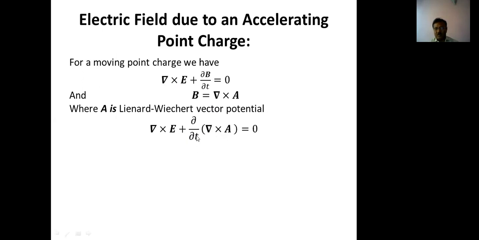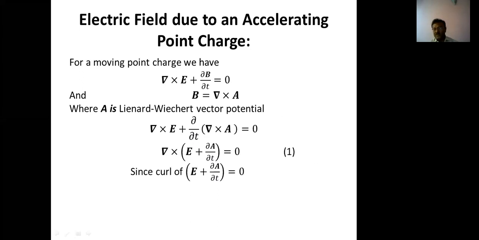That means the second term can be written as del cross dou A by dou T. If you take the del cross outside, you would have del cross (E plus dou A by dou T). As the curl of E plus dou A by dou T equals 0, that means this whole bunch E plus dou A by dou T can be written as the negative gradient of a potential, and that potential is nothing but the scalar potential of this moving point charge that we are talking about. We have already derived the expression for that scalar potential.